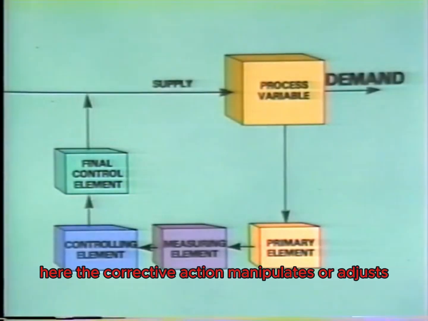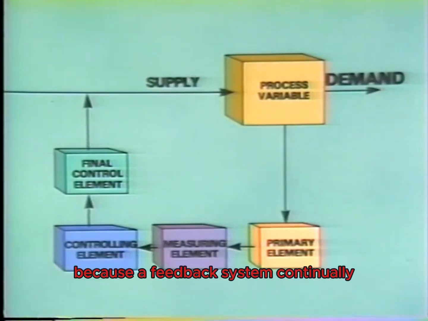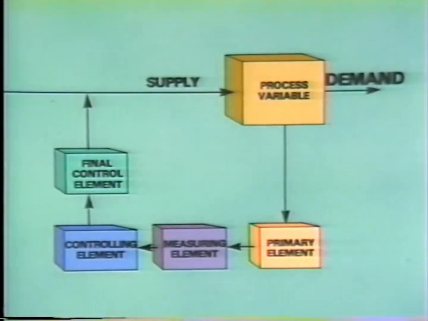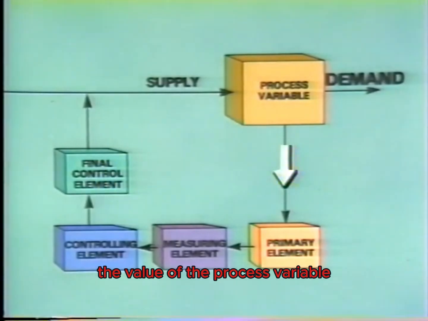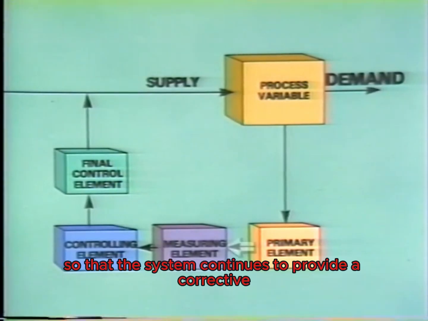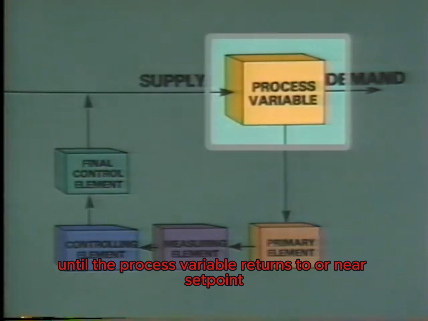Here, the corrective action manipulates or adjusts the supply. Because a feedback system continually monitors and measures the value of the process variable, the value of the process variable is fed back into the control system so that the system continues to provide a corrective action until the process variable returns to or near set point.